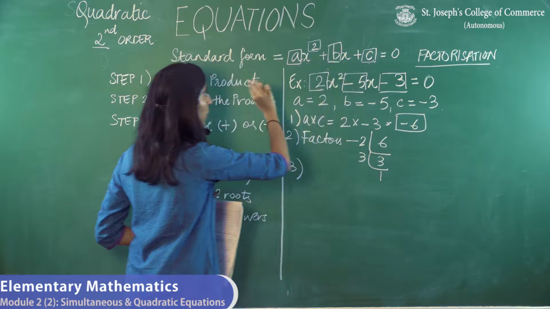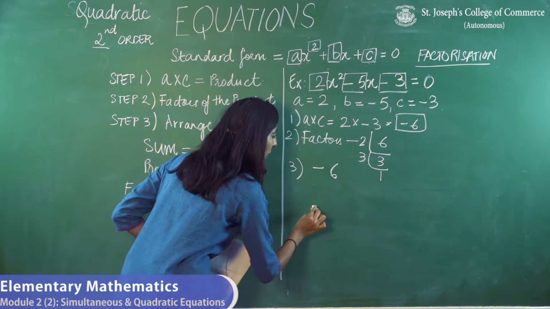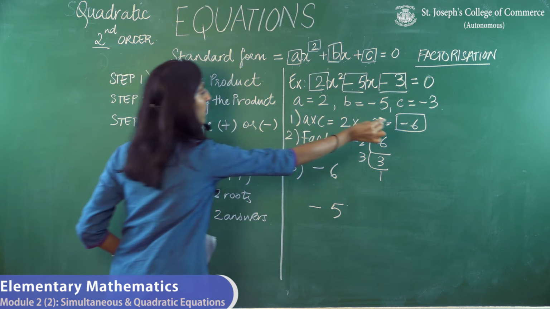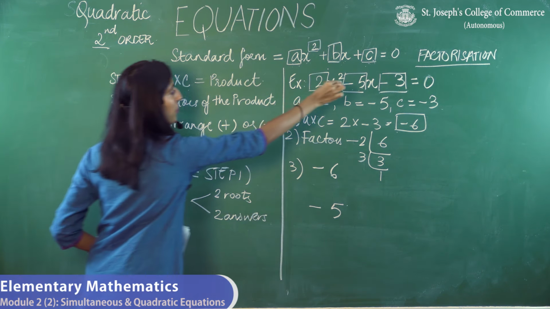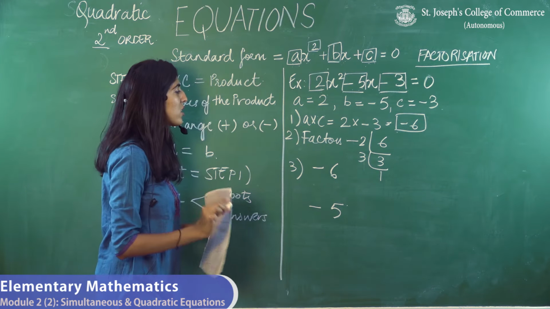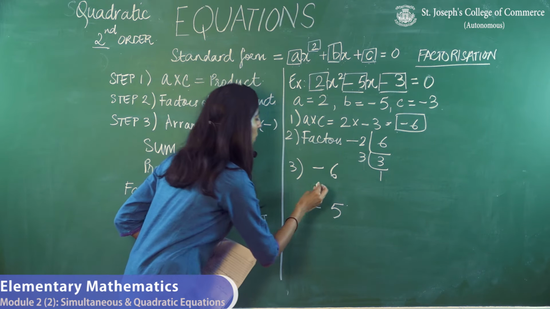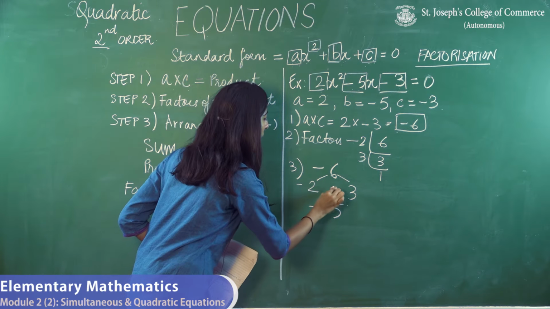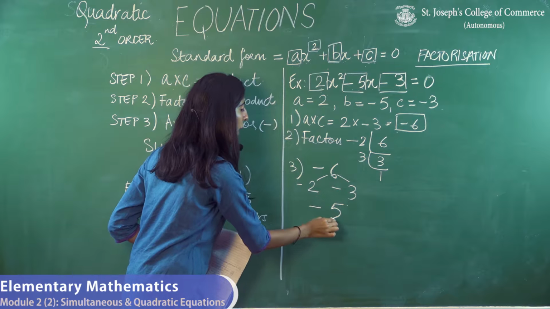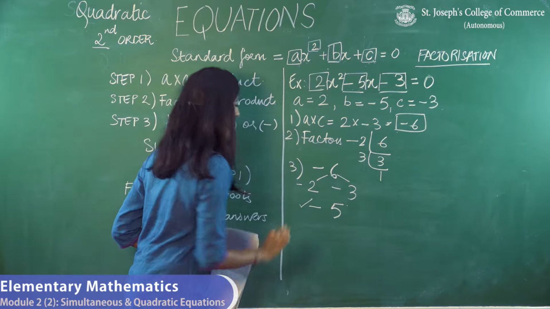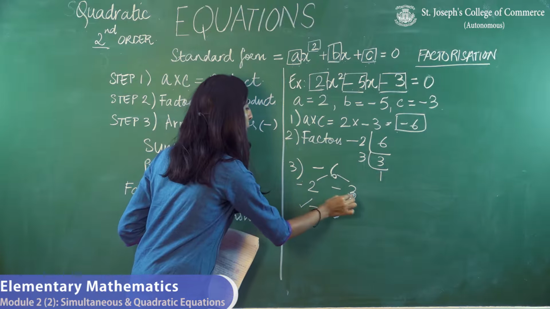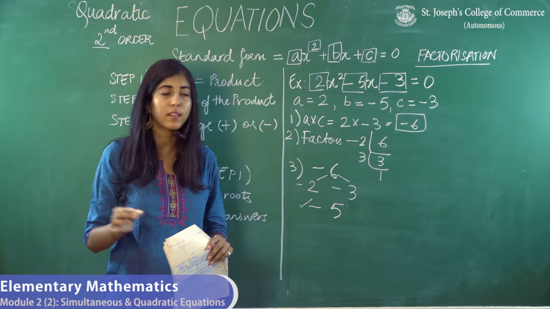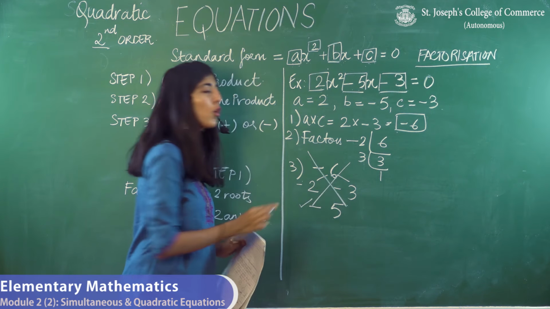So you need to get the product as minus 6 and the sum as minus 5. That is your condition. So the product is minus 6 and you need to get the sum as B, which is minus 5. So let's start with 2 and 3. When I take 2 and 3, if I add them up, I get minus 5. That means this condition is satisfied. But when I multiply them, minus 2 into minus 3 will give you plus 6. That means this option should not be considered.